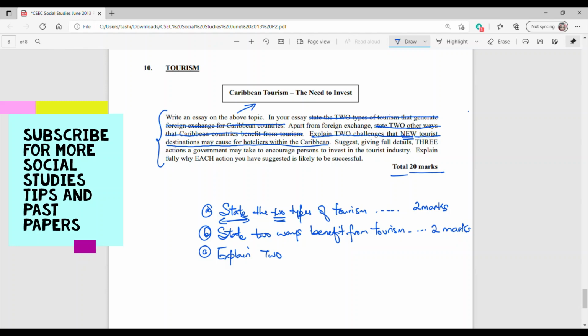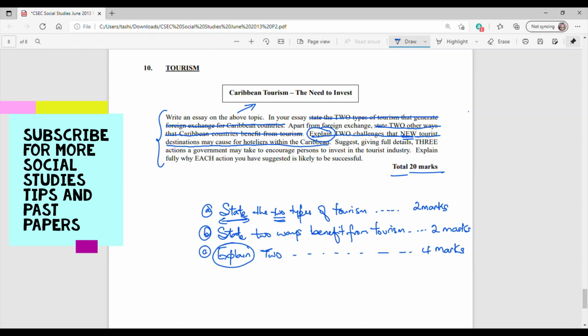They're asking you to explain. That's the verb here. So you are required to do more than actually just state your responses. You need to go into detail. Since they ask you to explain 2 challenges, we can allot, let us say 4 marks, right? So far we would have gotten 4 and 2, 2. So far we have 8 marks out of the total 20 marks that is allotted to the question.